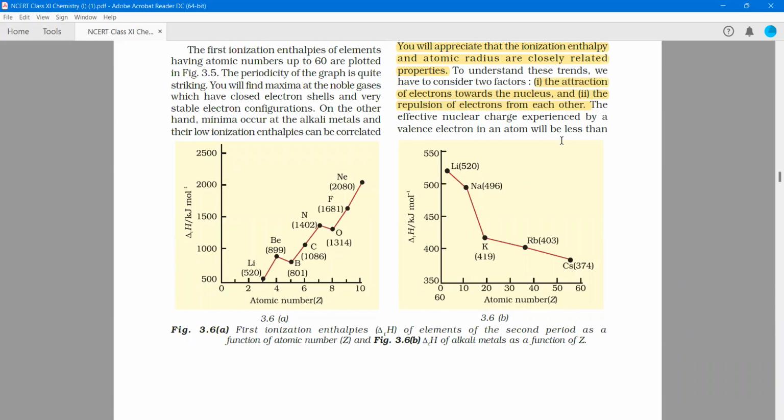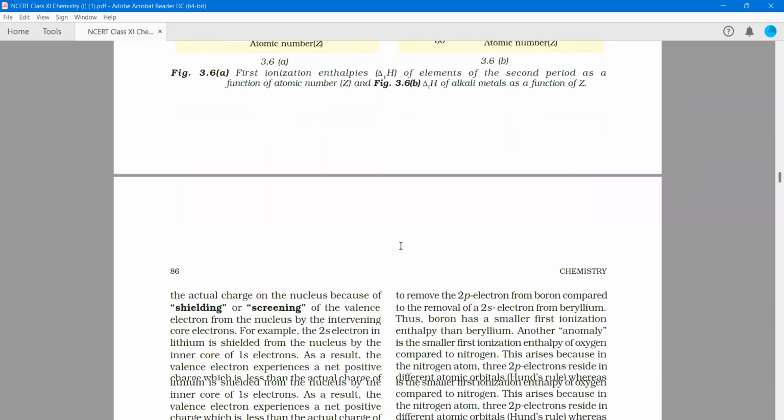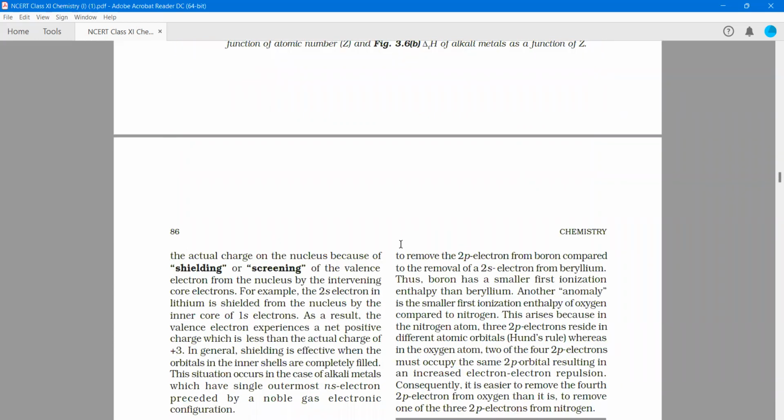The effective nuclear charge experienced by a valence electron in an atom will be less than the actual charge on the nucleus because of the shielding by the intervening core electrons. This is so true. The nuclear charge faced by the inner orbitals will be more than that of the valence shell electrons. This is for sure, because there are electrons in between the valence shell and the nucleus, which will shield the nuclear charge.